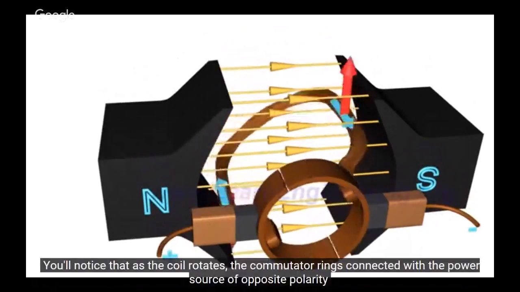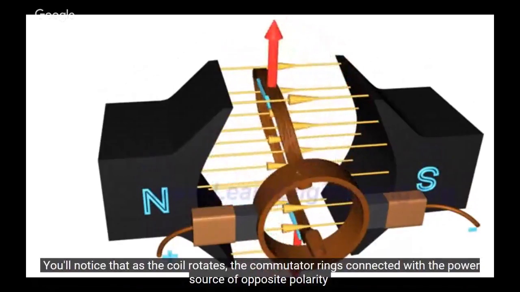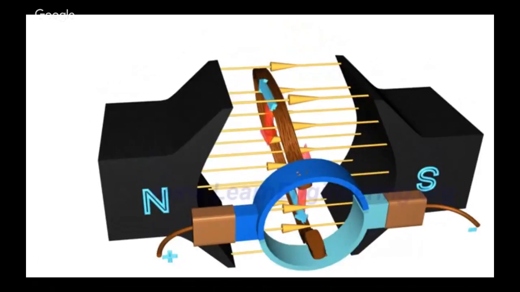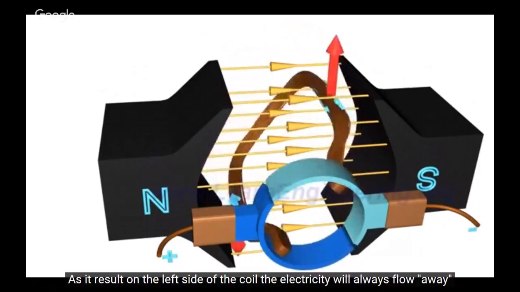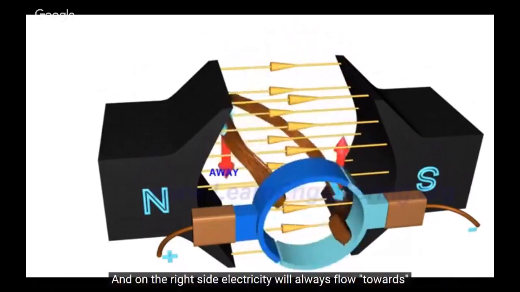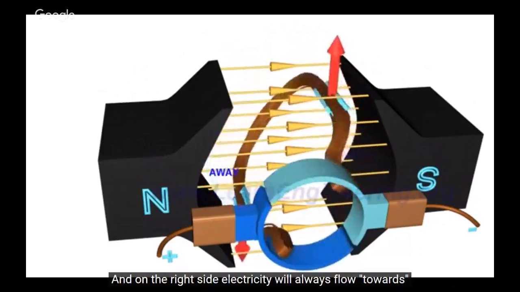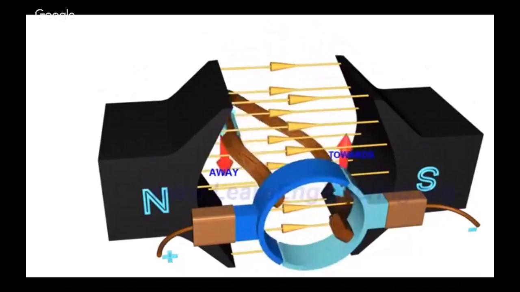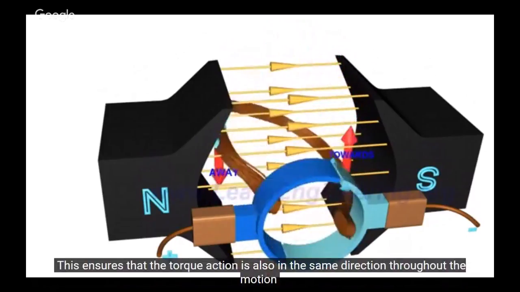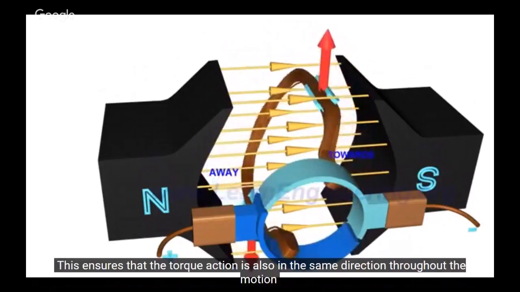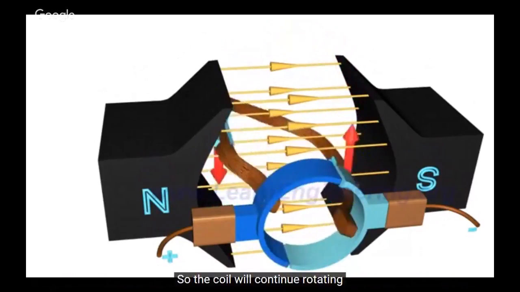You will notice that as the coil rotates, the commutator rings connect with the power source of opposite polarity. As a result, on the left side of the coil, the electricity will always flow away, and on the right side, electricity will always flow towards. This ensures that the torque action is also in the same direction throughout the motion, so the coil will continue rotating.